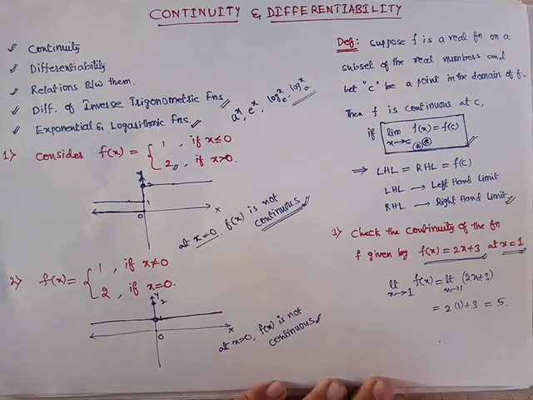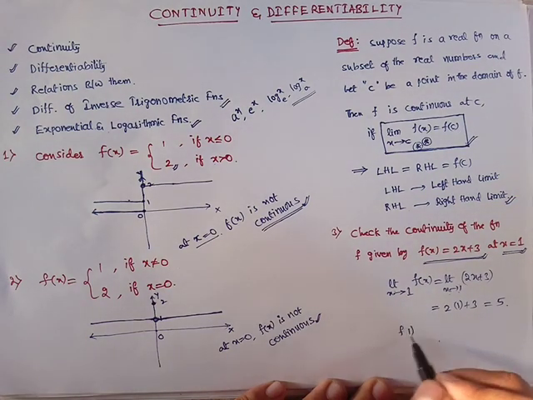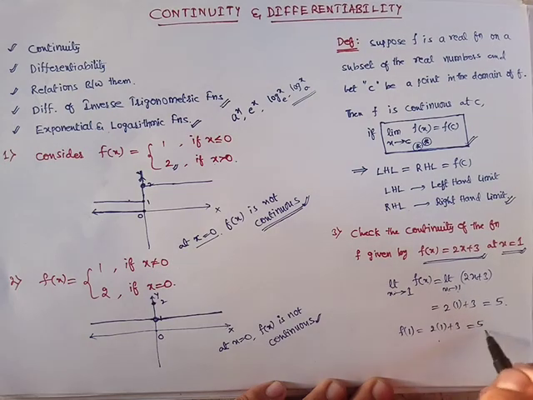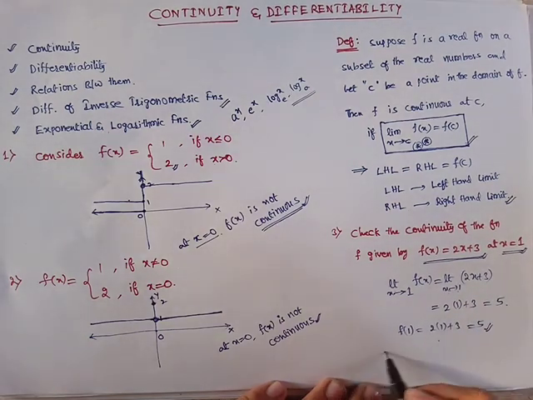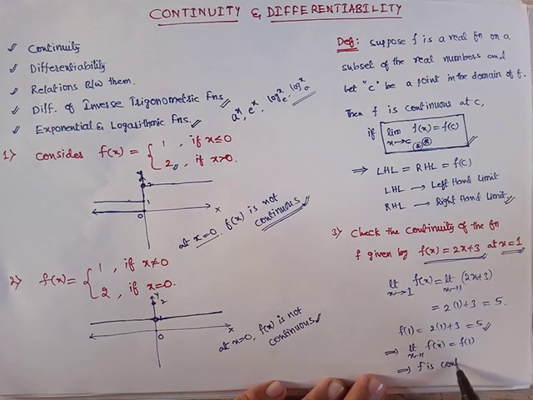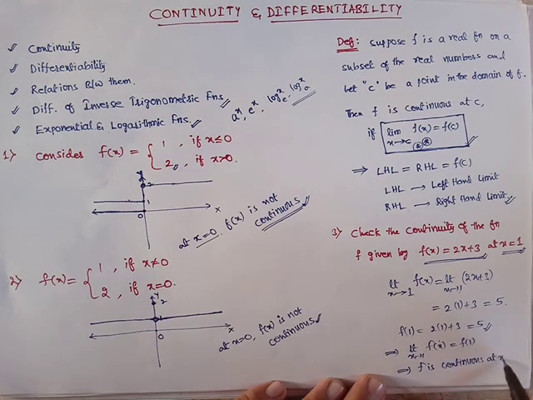And what is your f of C value? f of C is nothing but f of 1, and f of 1 is equal to 2 into 1 plus 3, which equals 5. Both are the same. So this implies the limit as x tends to 1 of f of x is equal to f of 1. This implies f is continuous at x equals 1. This is the one particular thing.